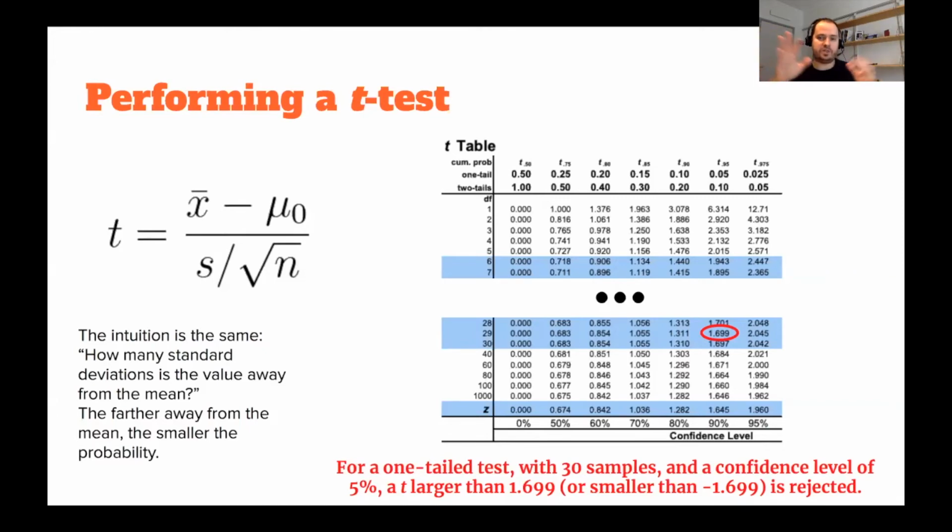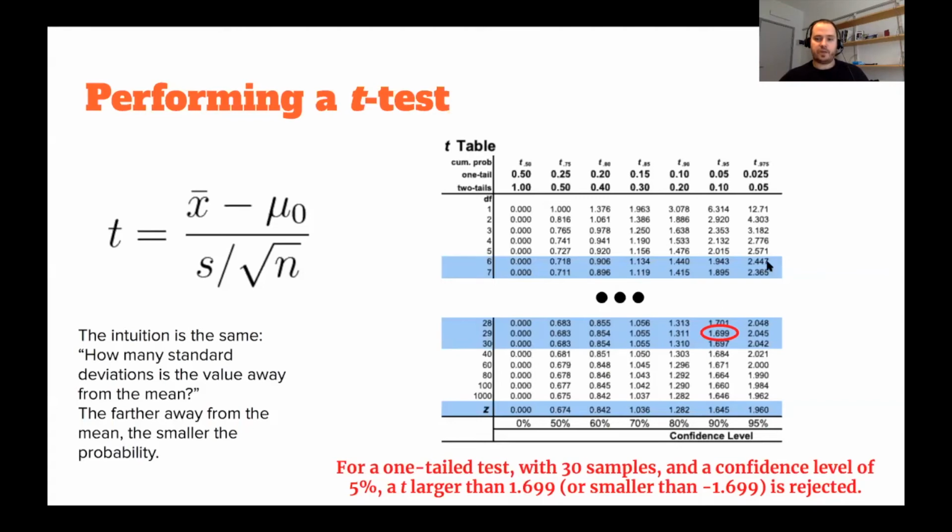But then it's up to you. It doesn't matter because the probabilities are the same. It's still symmetric. So it's either more than 1.699 or less than minus 1.699, but not both at the same time. If it was both, then you would be looking at a two-tailed test. For example, if you still wanted, let's say 5%, but you were doing a two-tailed test, then this column is the one that you would use and not this one.